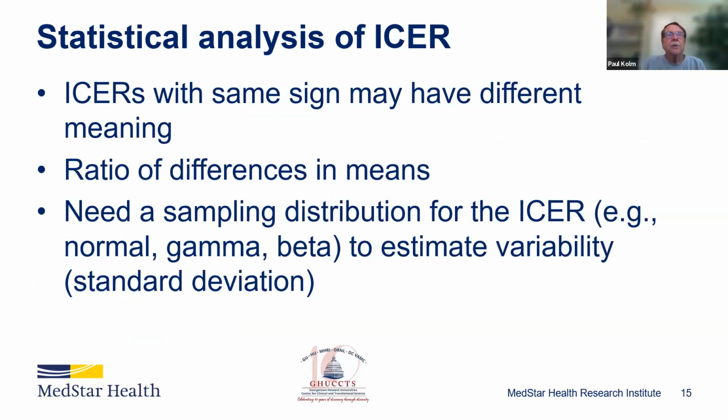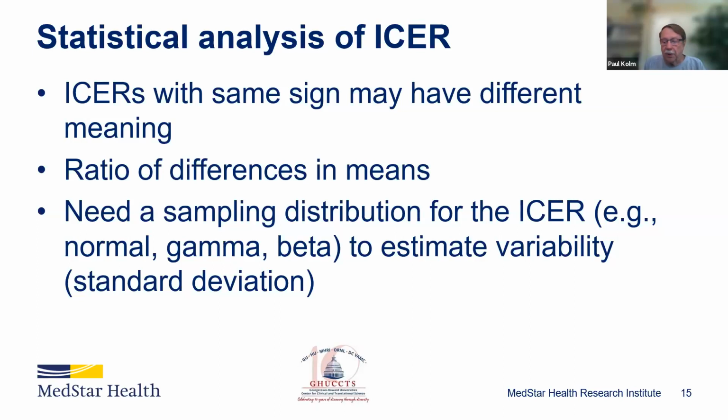Well, as we'll see, ICERs might have the same sign and be exactly the same amount, but they would have different meanings depending on the sign. And because we're looking at a ratio of differences in mean cost divided by the differences in mean effectiveness, we need to come up with a sampling distribution. It turns out that it's very difficult, if not impossible, to model this with a theoretical distribution like the normal or the gamma or beta distribution.